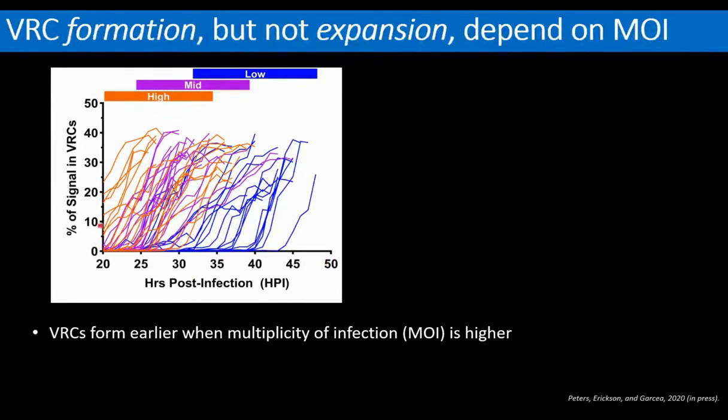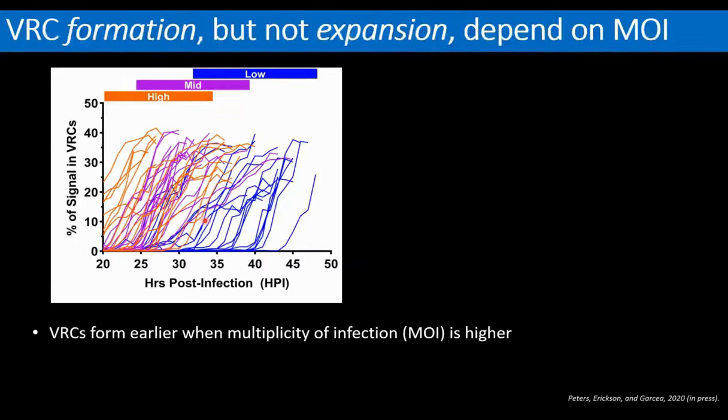Individual traces of cells infected with high, medium, and low MOIs are shown in orange, violet, and blue, respectively. By 20 hours post-infection, we observed many of these high MOI cells with large VRCs, whereas many of these low MOI cells did not form replication centers until after 30 hours post-infection.